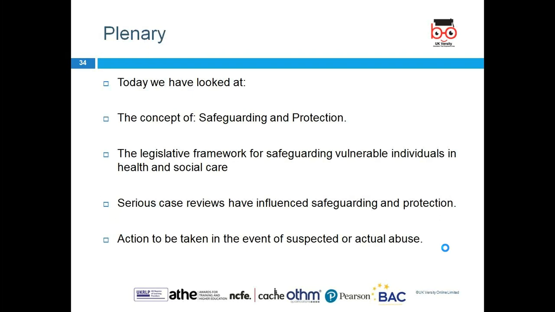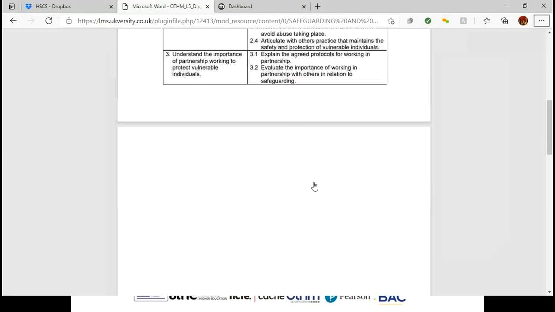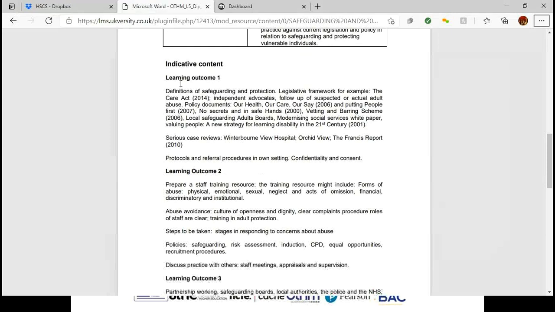So that was it. We looked at the concept of safeguarding and protection, legislation, looked at a couple of serious case reviews and how they've informed our practice now, and what you should do if you think abuse is happening. Just to refer you back to the spec sheet, scroll further down to Learning Outcome 1, and it goes through what you need to go over. The top big section here is for 1.1 and 1.2, and 1.3 and 1.4 for the other two.